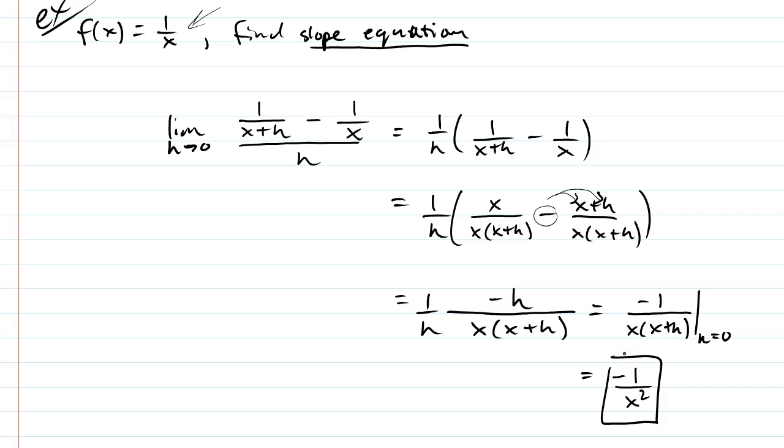If I ever need to find a tangent line, I can use this right here to get the point. Then I can plug in the x value and get the slope anywhere I want. I don't have to keep doing this limit over and over and over. So the slope at 2 would be negative 1/4. Alright, we need to do another example.